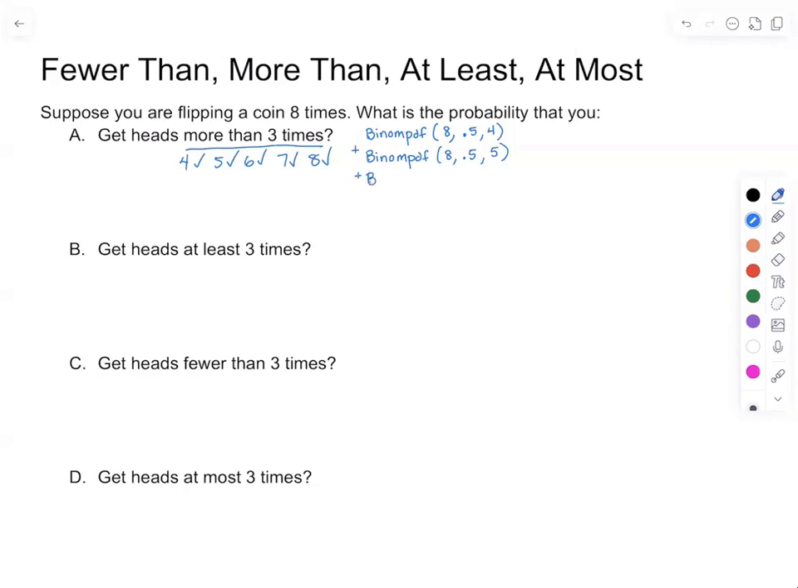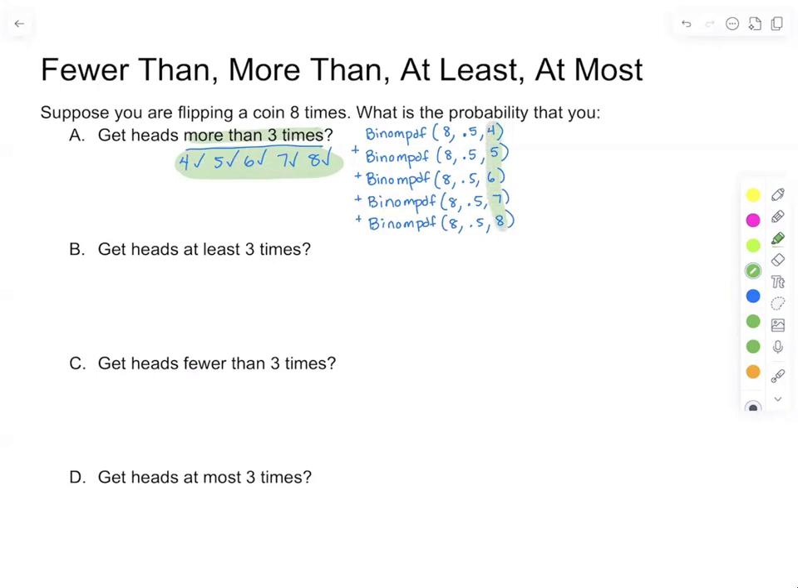Then I'm going to add on to that binom PDF 8, 0.5, 6. I'm going to add on to that binom PDF 8, 0.5, 7. And lastly, binom PDF 8, 0.5 and 8. So I can see that these numbers I said were the options for what more than 3 means. Those are just the numbers showing up in my successes here.